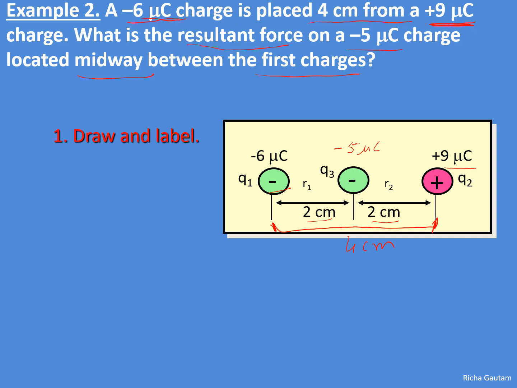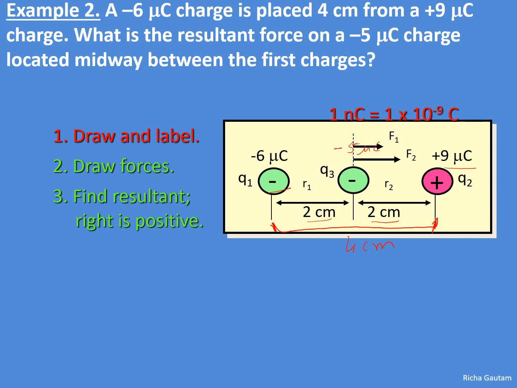And you have to find the resultant force on this one, negative 5. So if you see, draw the forces. After this we are just going to draw the forces. So F1 and F2. So if you see, this is, I'll check with a different color. This is my negative, this is again a negative.